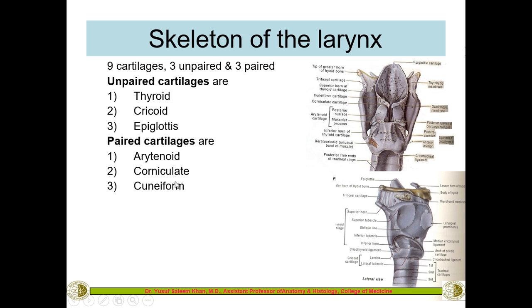So these 3 become 6, and with these 3 unpaired, totally 9 cartilages. 3 paired and 3 unpaired. So there are totally 9 cartilages, and the paired cartilages become 6.